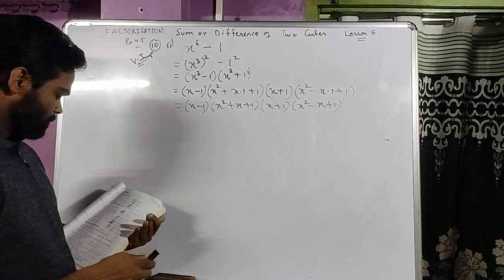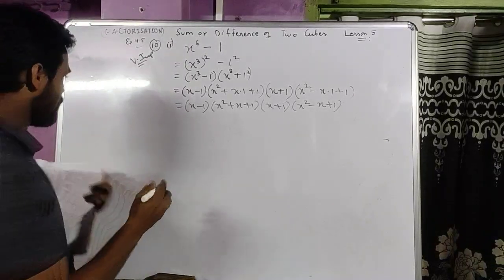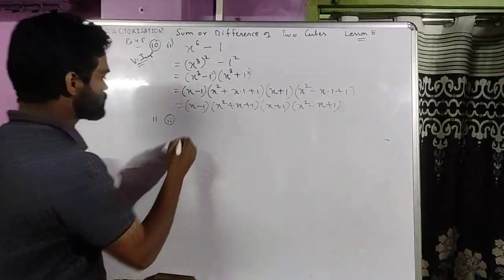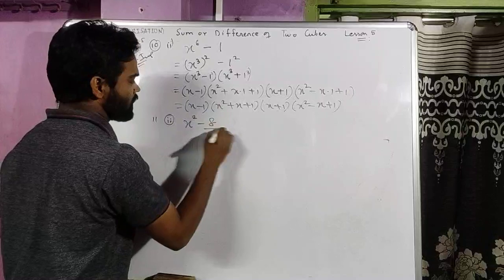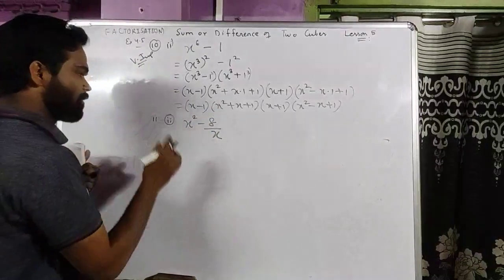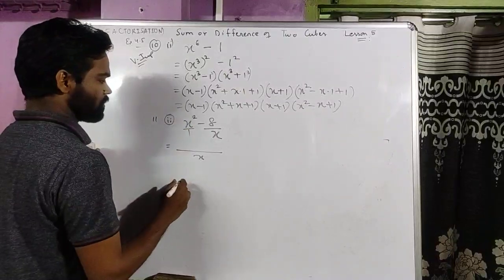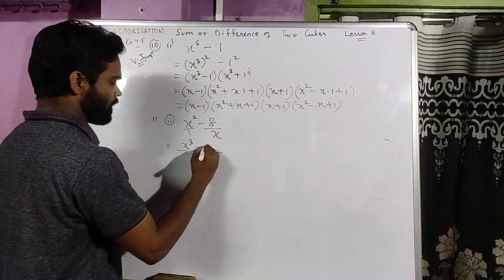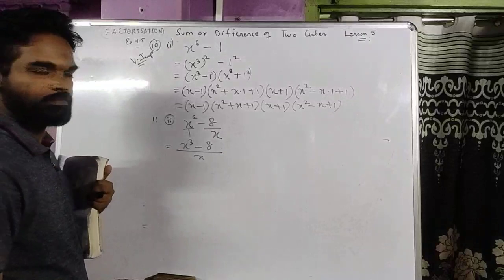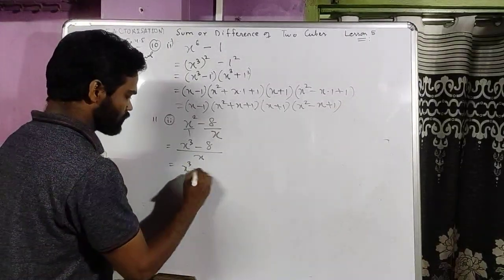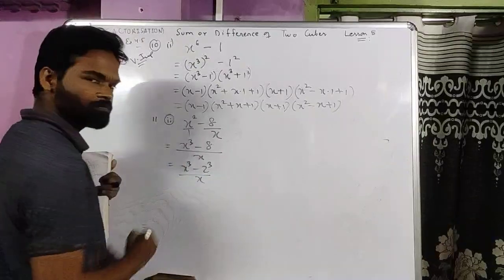Now, sum number 11 part 2. This is another good sum. This is x square minus 8 by x. Pretty easy. If you take x, so this becomes x cube minus 8. Okay. Now, this is nothing but x cube minus 2 cube by x.